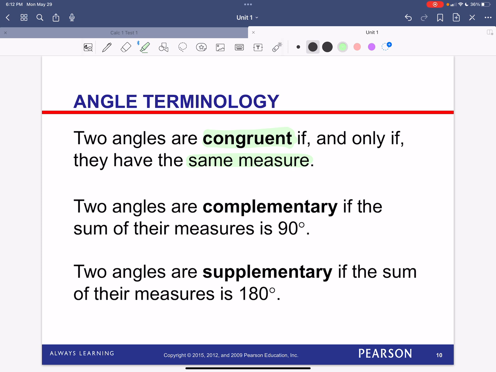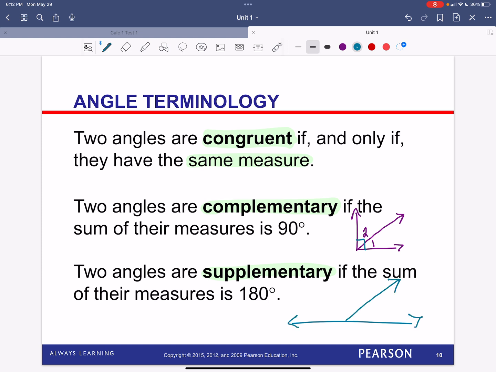Two angles are complementary if the sum of their measurements equals 90 degrees. So that would be if I've got this angle right here. If this was angle 1 and this was angle 2, and the sum of their measurements together equals 90 degrees, then that is called complementary angles. Now, supplementary angles are when the two angles measure 180 degrees.